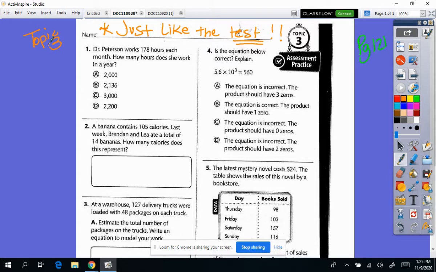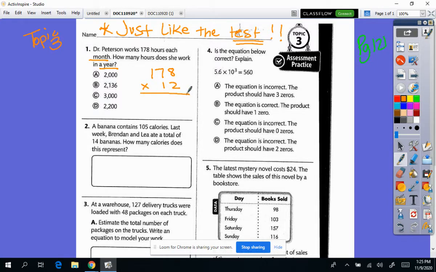All right, Dr. Peterson works 178 hours each month. How many hours does she work in a year? So it gives us how much she works in a month, and we want to know how much she works in a year. So we need to think to ourselves, how many months are in a year? Well, that's 12. So I have 178 times 12.